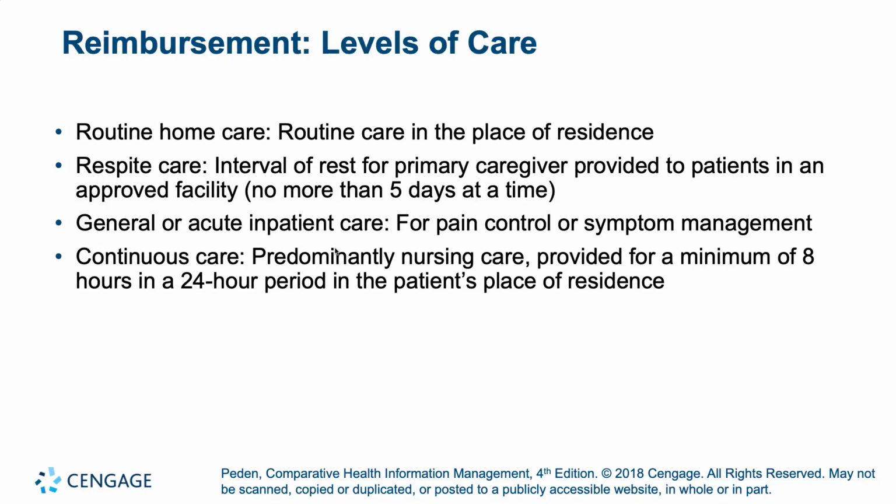So reimbursement. Let's see here. If you look at your book, we're up to page 491. Look at the bottom of page 491. All right, so there's levels of care. The first level of care, or the lowest level of care, is routine in the place of residence. Then there's respite care. This is where the primary caregiver needs a break. And so they provide care to the patient, hospice respite care, to give that caregiver a break.